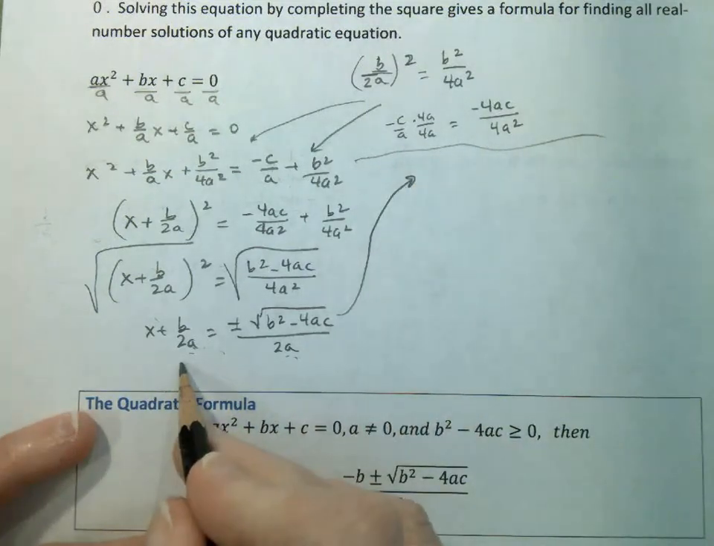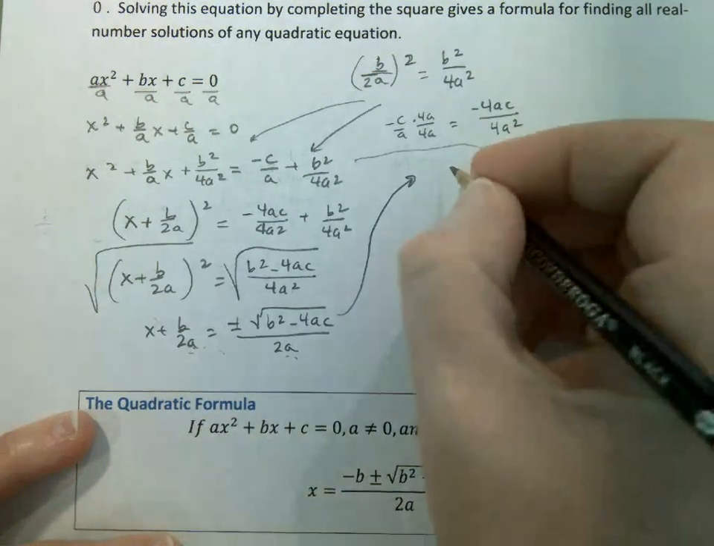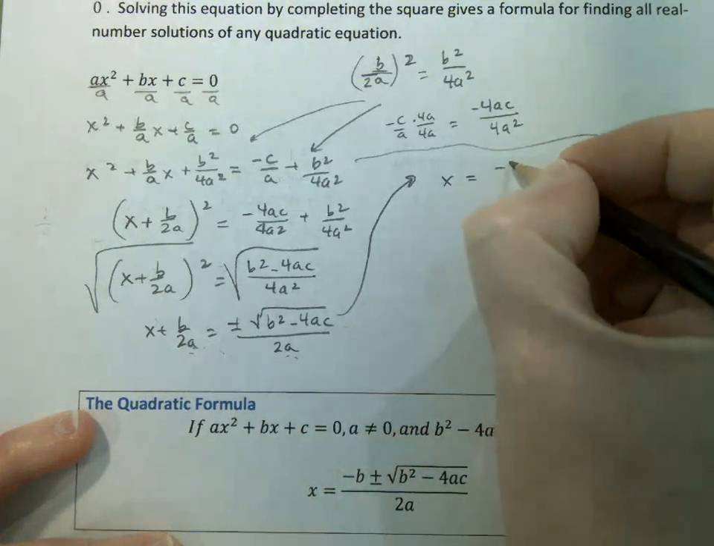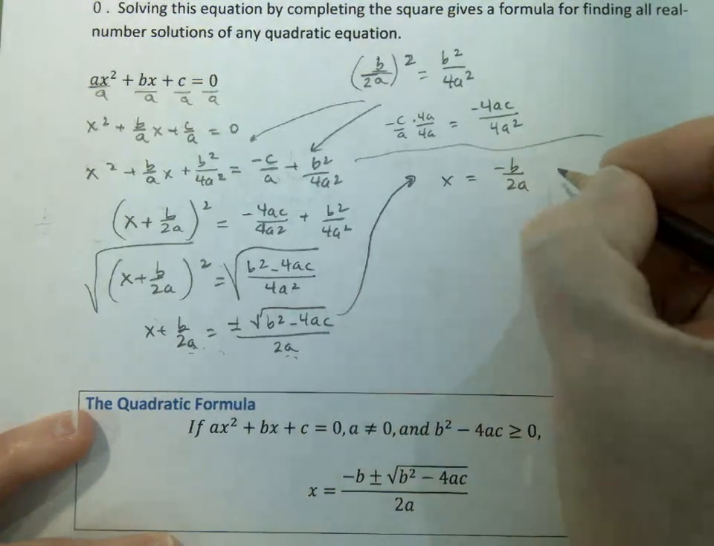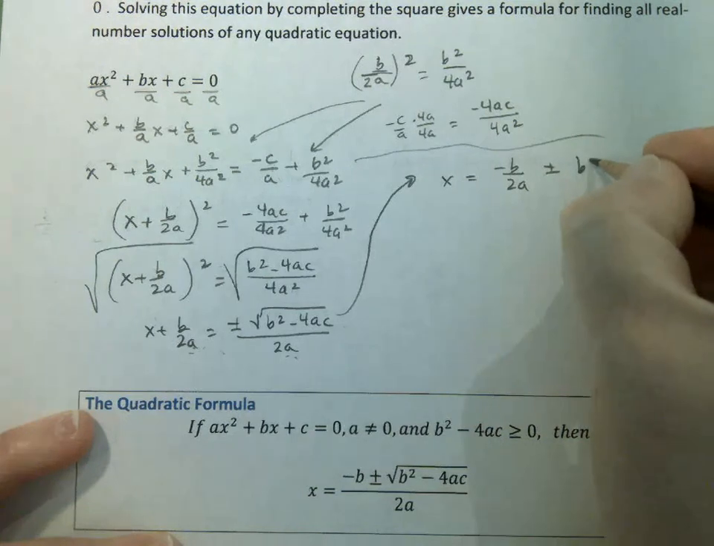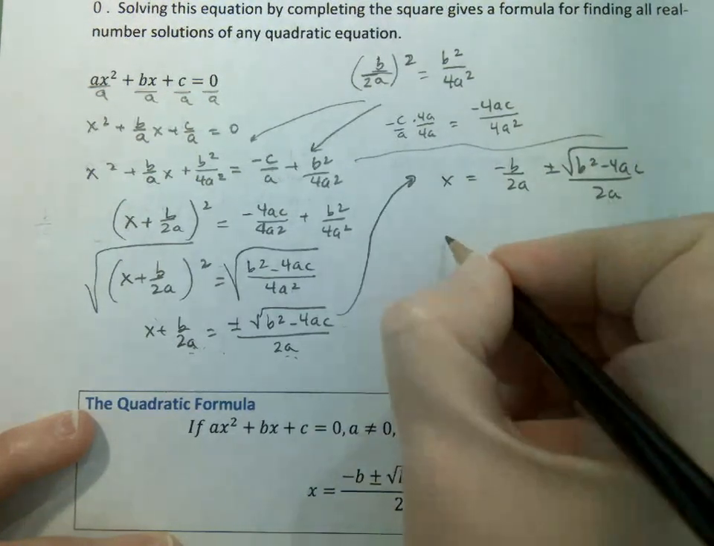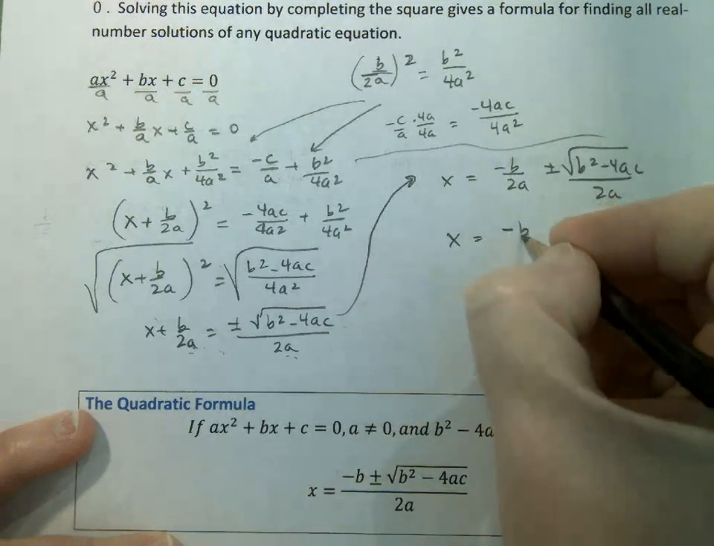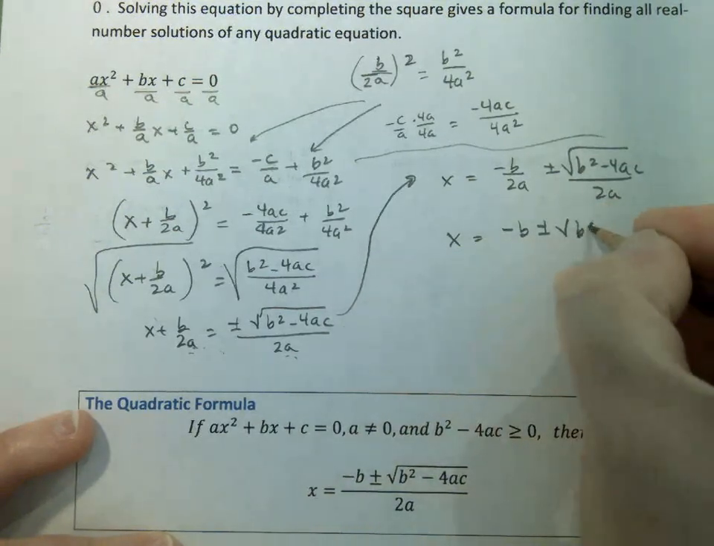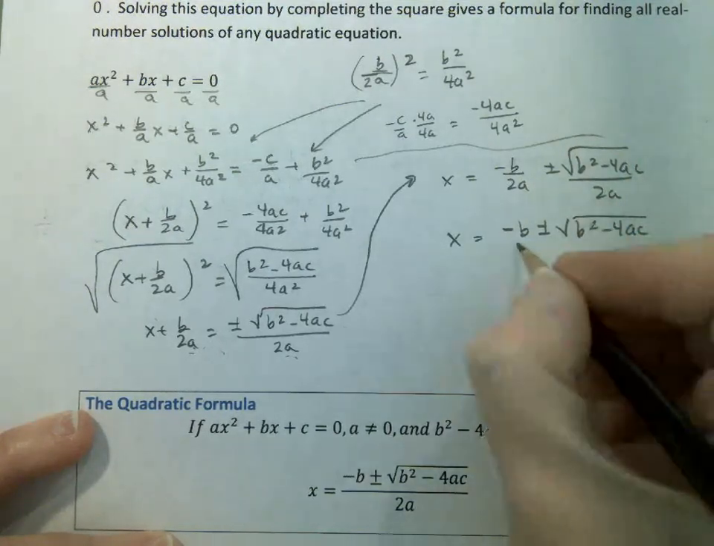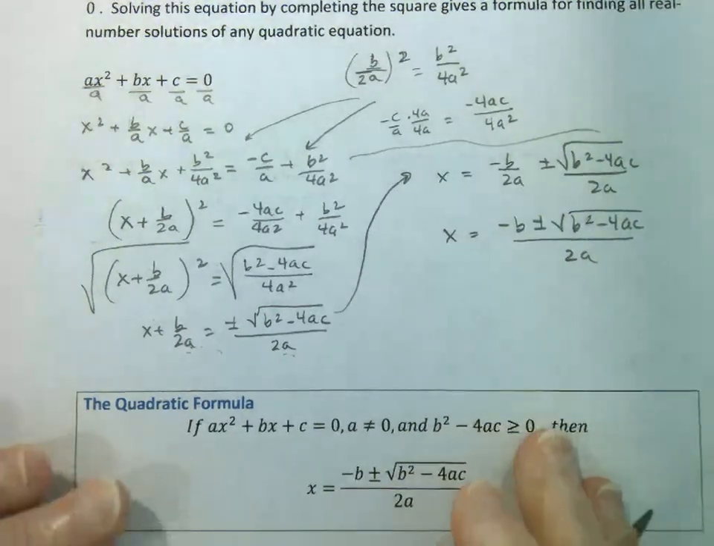What I'm going to do is subtract b over 2a from both sides. But instead of writing it behind here, I'm just going to put it in the front. So it's minus b over 2a plus or minus the square root of b squared minus 4ac, all over 2a. So x is equal to negative b plus or minus the square root of b squared minus 4ac, all over 2a. That is the quadratic formula.